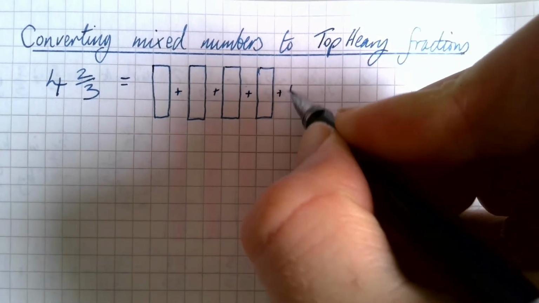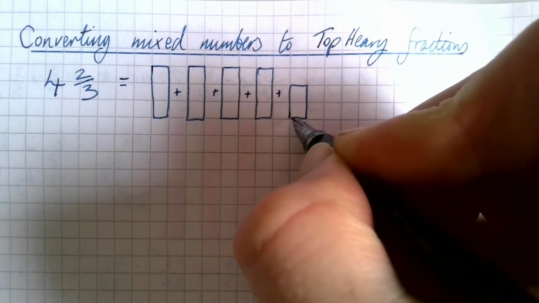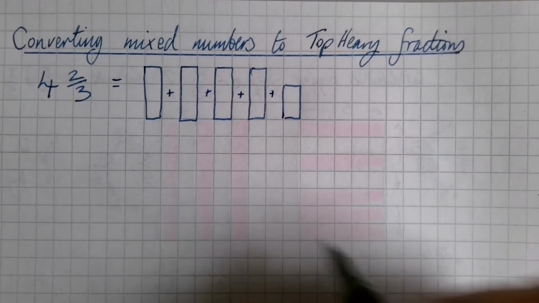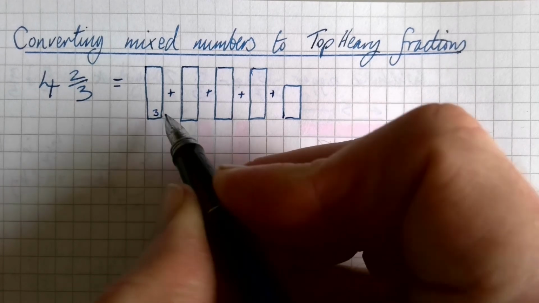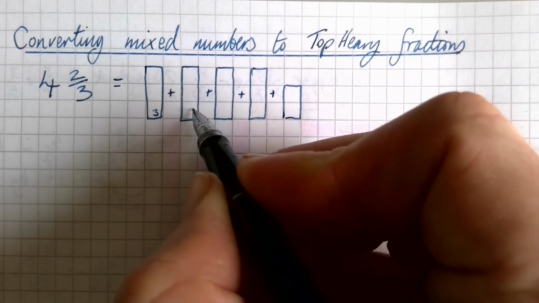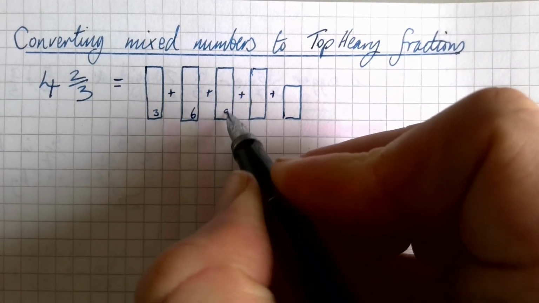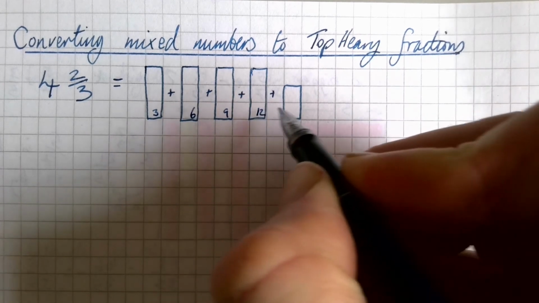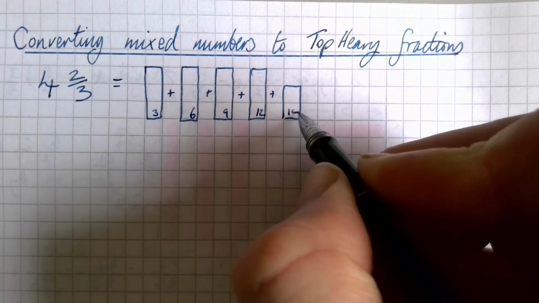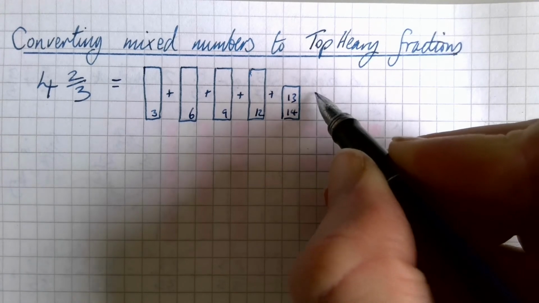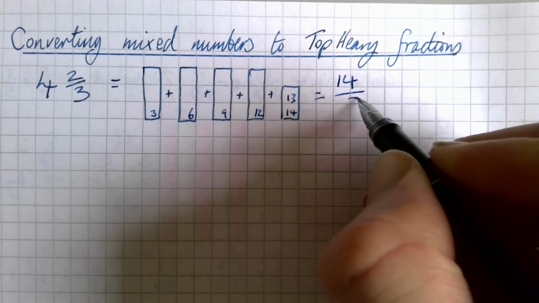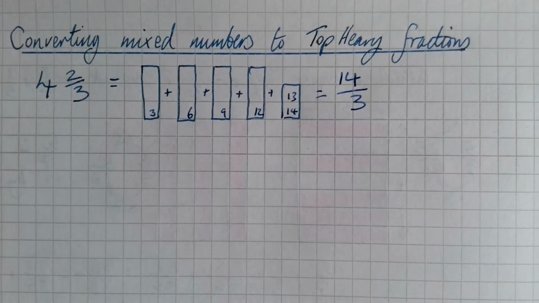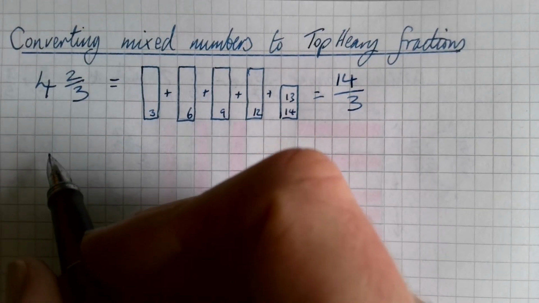So that's the size of my hole, and then I've got another 2/3 there. So each one of these holes has got 3/3 in it, hasn't it? So there's 1 2 3 4 5 6 7 8 9 10 11 12 13 14. I make that. So that means what it's asking us is how many thirds have we got here? 14.